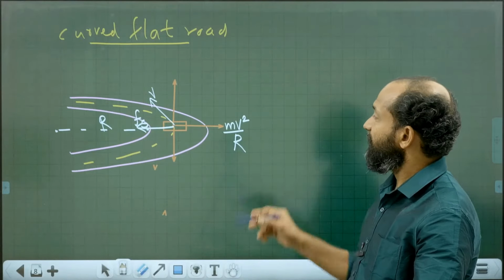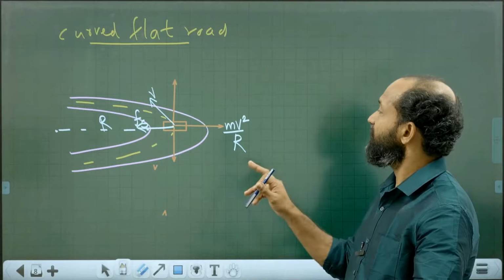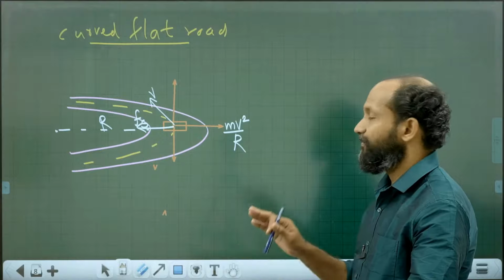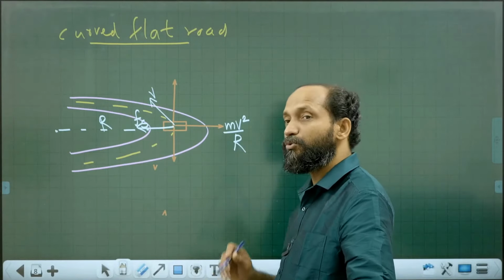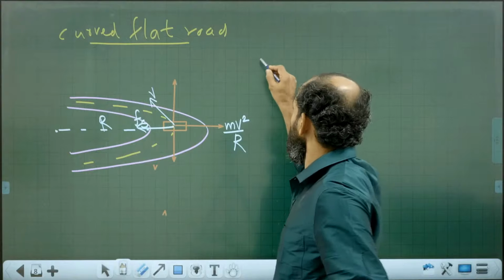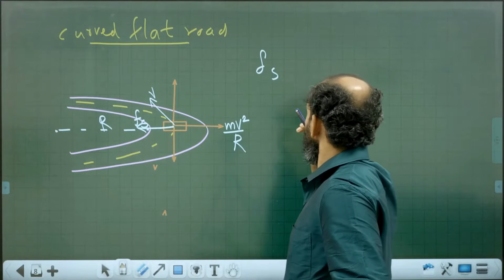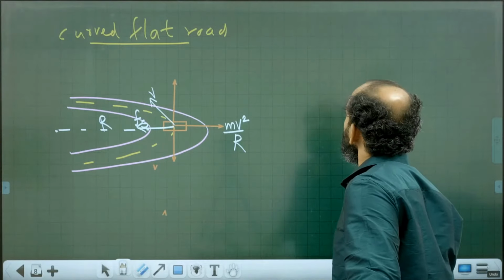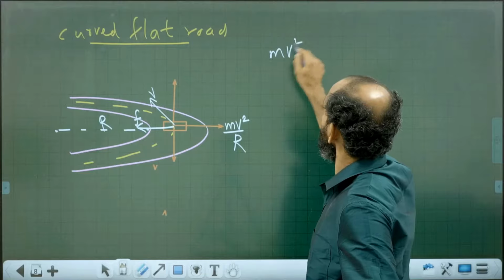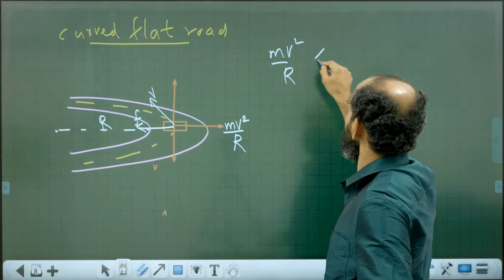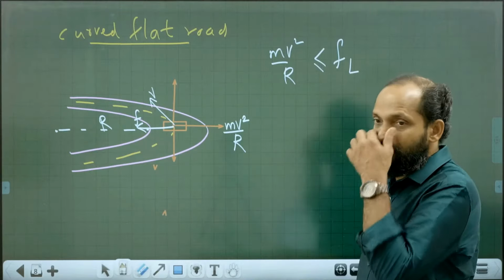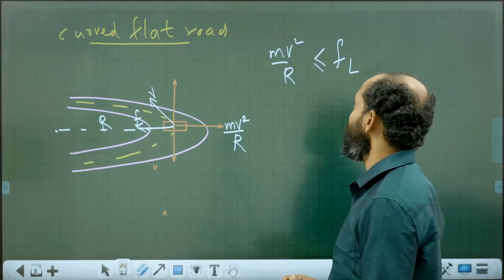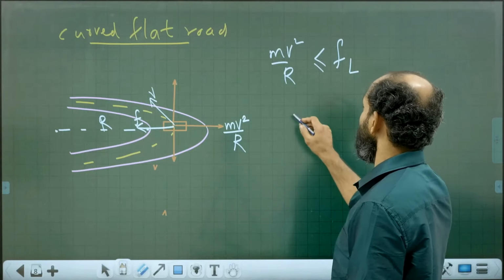So this car can negotiate this sharp flat turn with the maximum possible speed without skidding if that static friction is equal to the limiting friction. Then the static friction should be the value of mv square by r. The value of mv square by r should be less than or equal to the limiting friction. That is the condition for not skidding: mv square by r less than or equal to limiting friction.